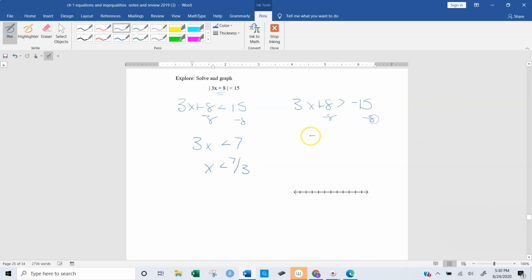Subtract your 8. So 3x is greater than a negative 23. Divide by 3. You do not flip again. All right, so we got a negative 23/3 here going in this direction. We have a 7/3. I don't really care where you put them on the number line. Also not inclusive. This is an AND graph, which we knew because it was a less than. So when you write this in set builder, such that x is in between these now, right? Negative 23/3 is less than the x, which is less than the 7/3.